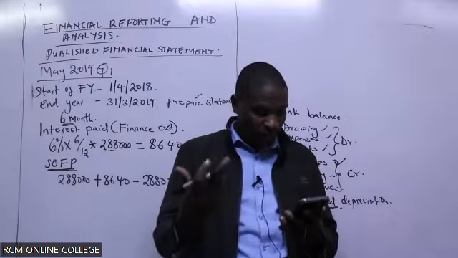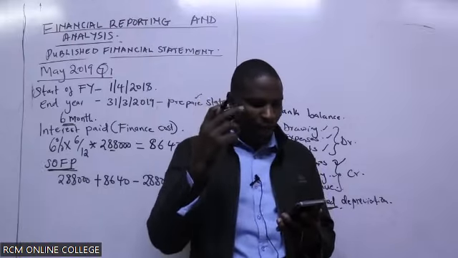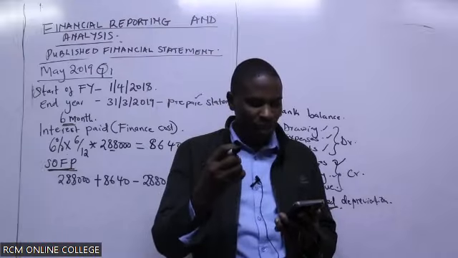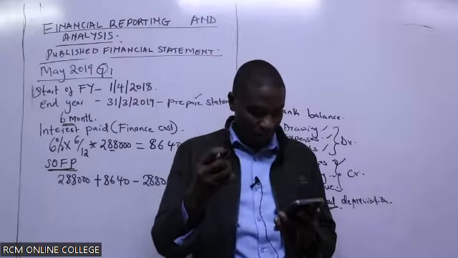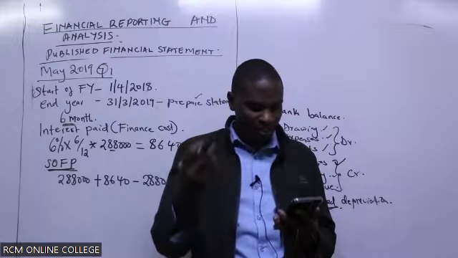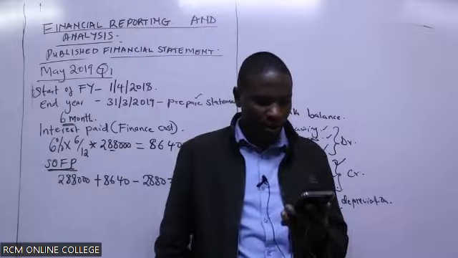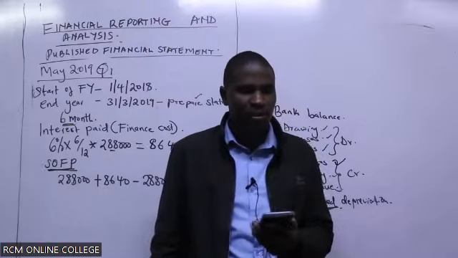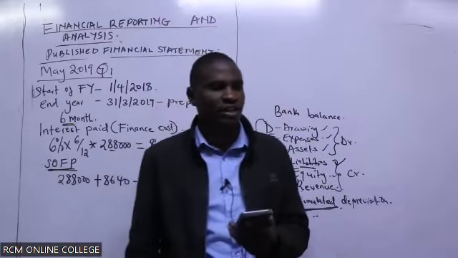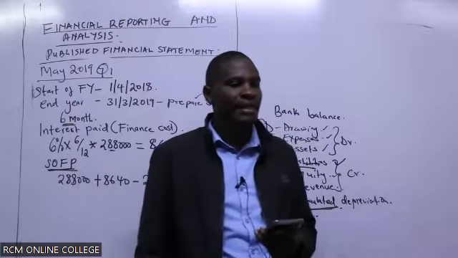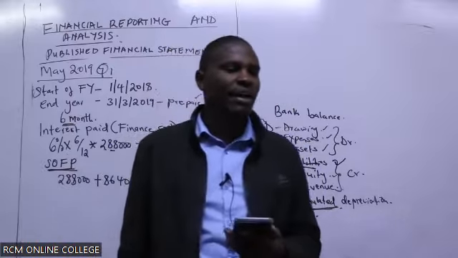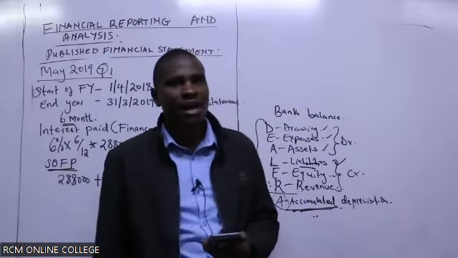Then class, we are told additional information number 2. A provision of 61,560,000 should be made for the tax on the profit for the year ended 1st March 2019. That is the tax. Why minus 2880? A very nice question from Resa.